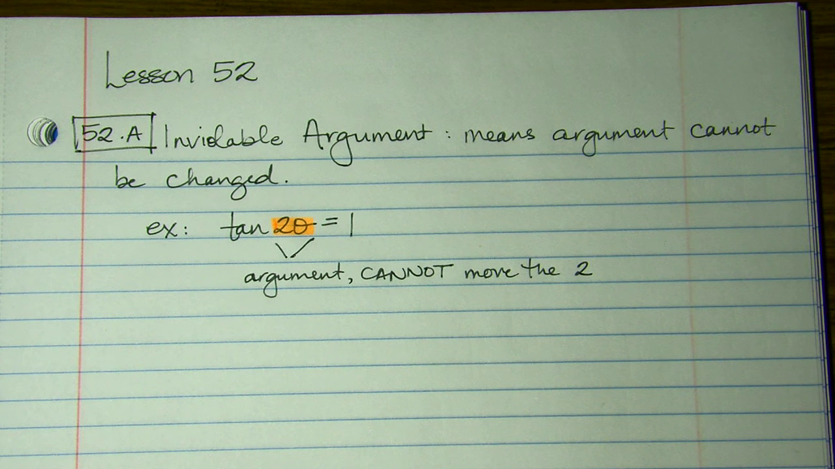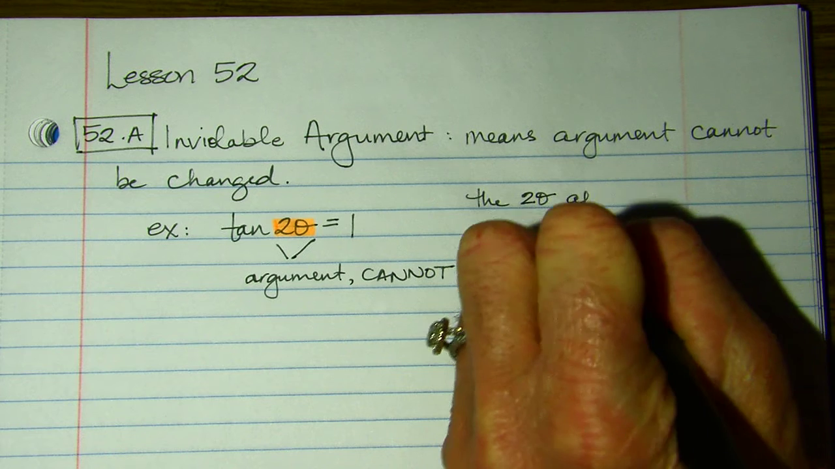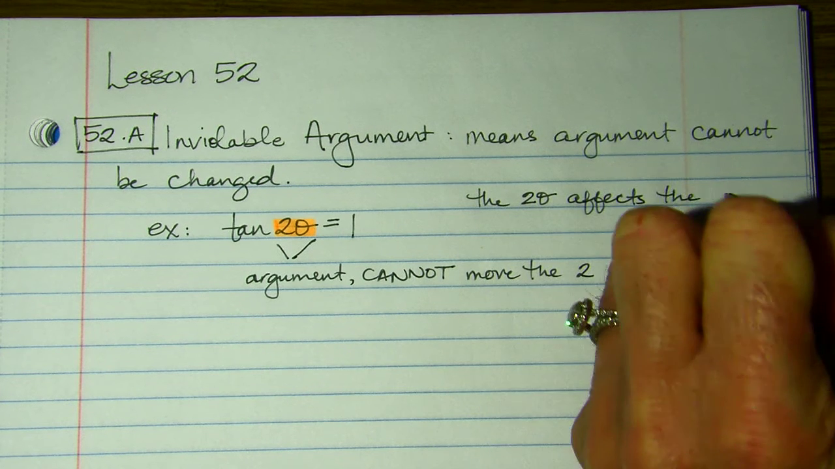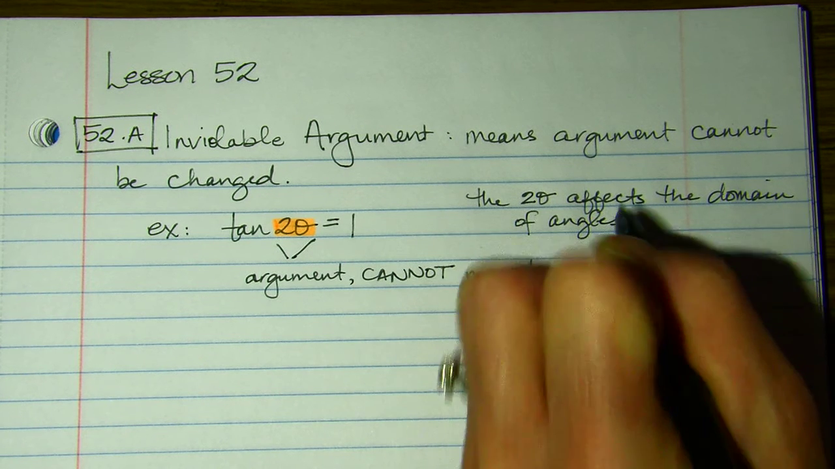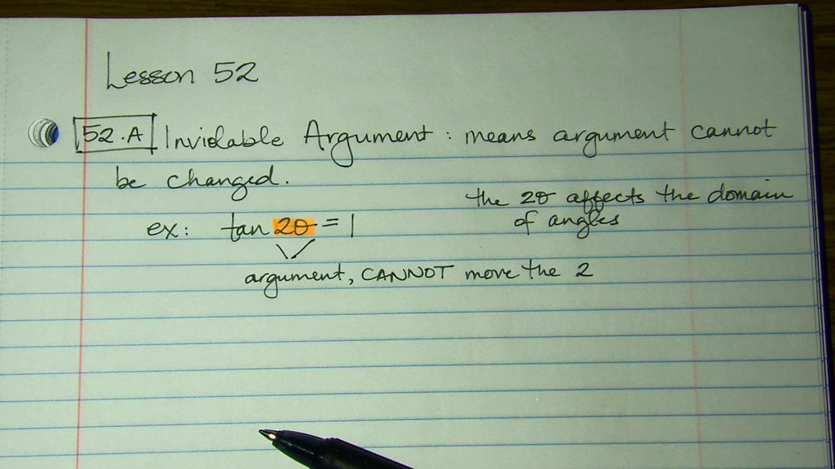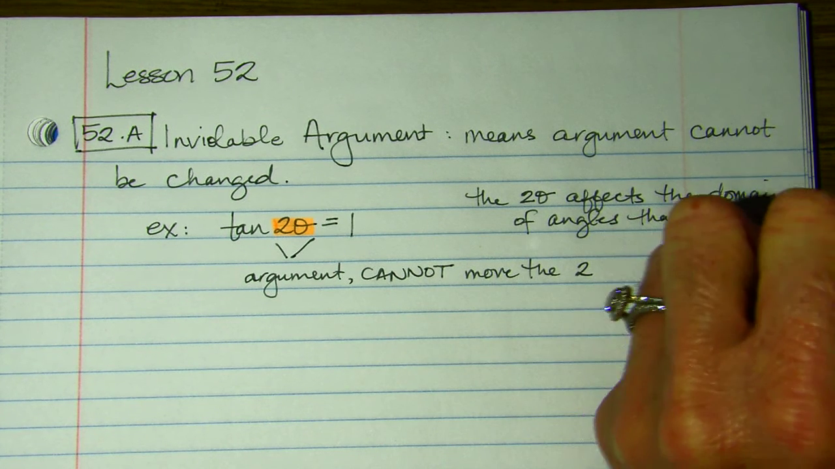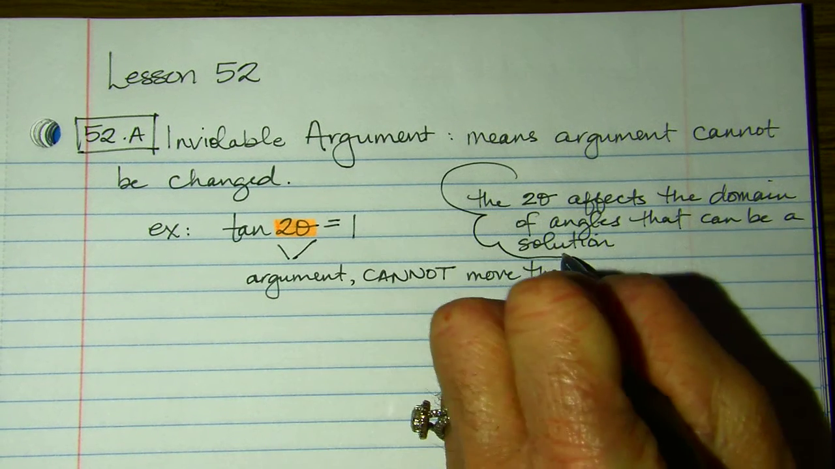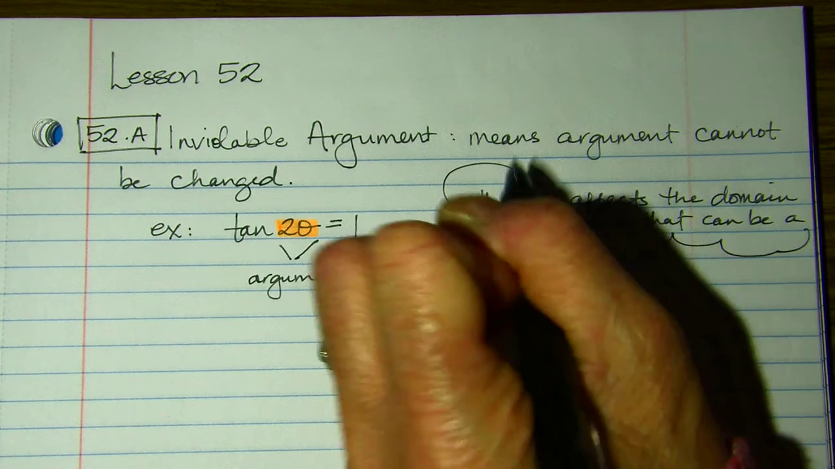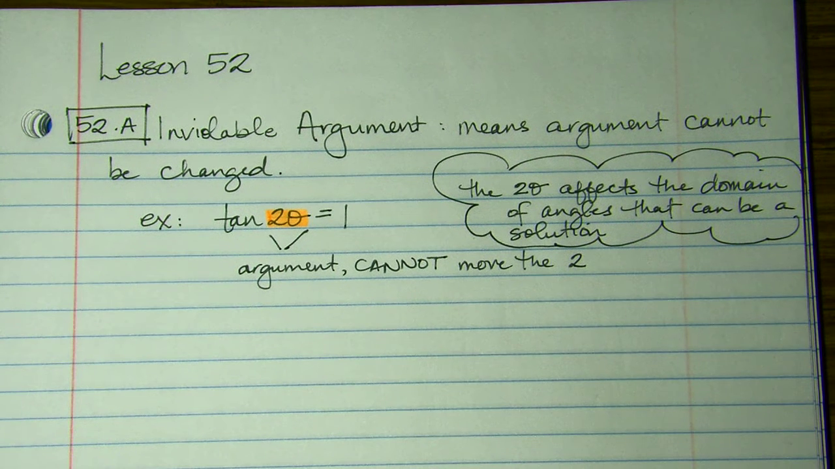You need to leave it, and this will affect the domain of the angles, okay? So it changes how many answers we have. We're not actually using it to solve. So 2 theta affects the domain of angles. That can be a solution. Okay, so we're going to see that here.